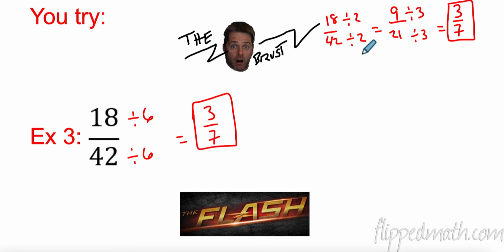Over here, the Brust method, I started dividing by 2. I knew they're both even. I got to 9 over 21. Then I divided by 3, and I got 3 over 7. Over here, I knew that 6 went into 18 and 42 both to start, so I divided by 6. Get right to 3 over 7. So that's simplifying or reducing ratios and fractions.